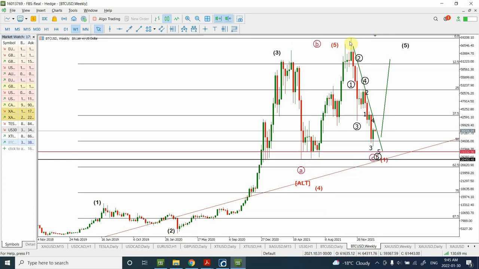The other alternate count is that we have probably not completed the correction right over here. Instead, the correction is going to be completed somewhere right over here. We can consider this pattern as wave A of a flat correction, wave B of a flat correction, and wave C of a flat correction. So both things are possible, and we're going to use the main count and the alternate count to discuss. Keep in mind that this can either be A, B, C, or this can be wave 3, 4, and wave 5. In that case, this will be wave 1 of a new trend downward.